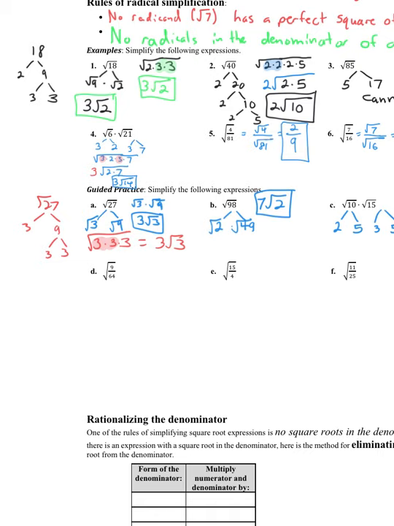Part D, 9 64ths. So it's square root of 9 over square root of 64. Square root of 9 happens to be 3. Square root of 64 is 8. So it's 3/8.